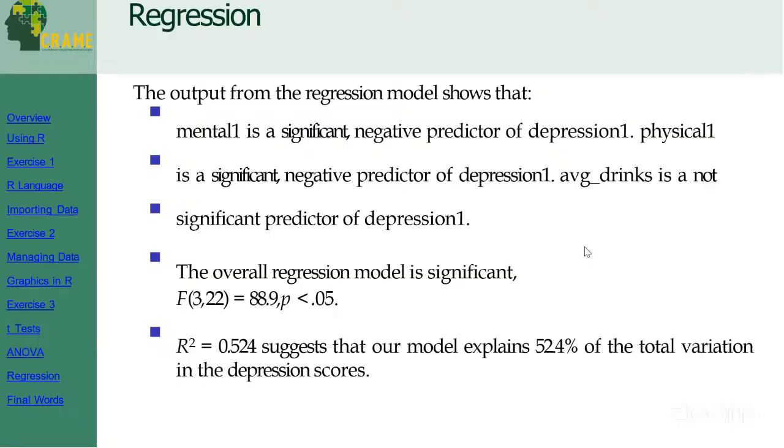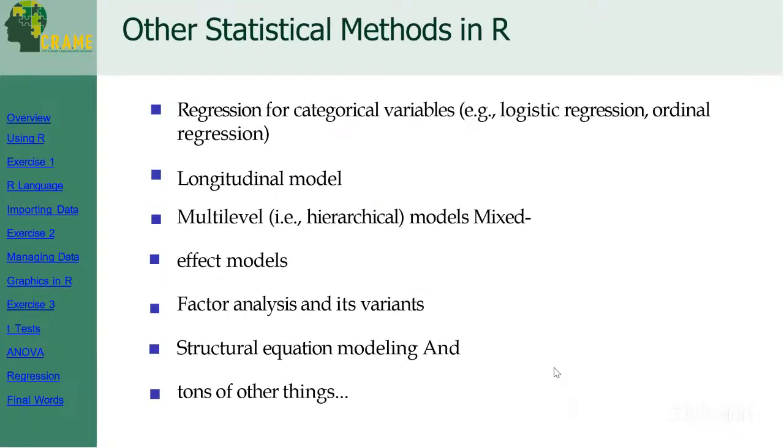You can conclude here that mental one is a significant negative predictor of depression one. Physical one is a significant negative predictor of depression one. Average drink is not at all a significant predictor of depression one. It means it can be removed from the model. R square 52 suggests that our model explains 52.4% of the total variation in the depression, as I said earlier, right? So these are a few other types of regression which can be performed as per the requirement.